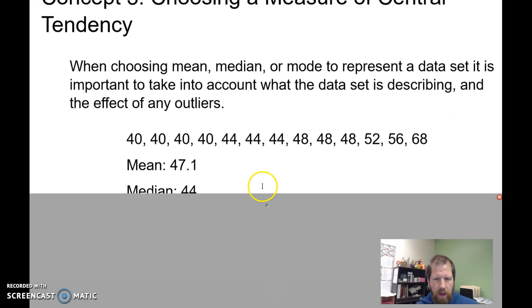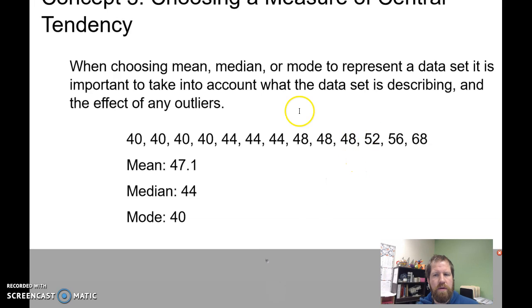Okay? And to do that, you need to take into account what kind of data you're looking at, and if there are any outliers and any effects that might have.